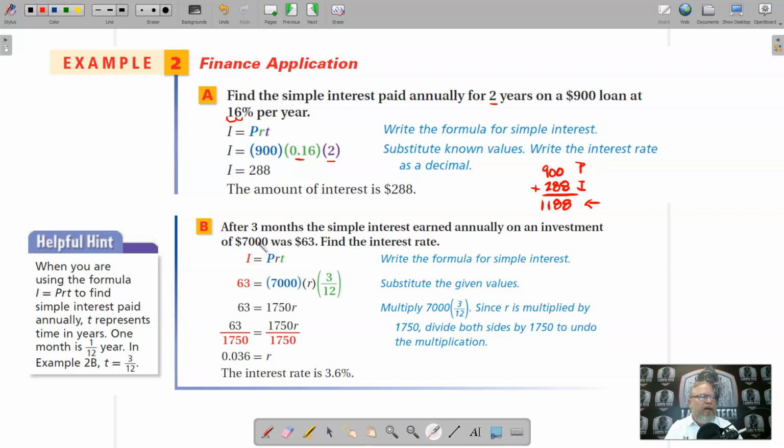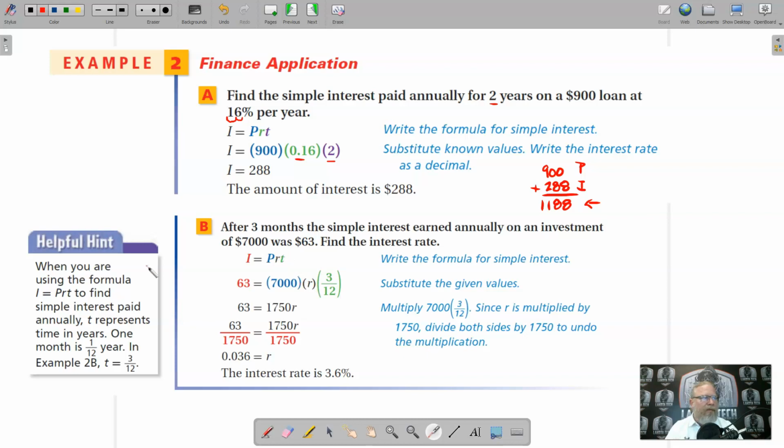So somebody invests $7,000, and that is the principal, the amount of money that they started with. This time, it's not somebody borrowing money from the bank and having to pay interest. Now they've invested $7,000 someplace, and someone else is paying them for basically borrowing their money. So we know that interest is 63, so we put it in the place of the I in the formula. We come to the principal. We know that's 7,000, so we'll plug that in. The rate is what we don't know, so we'll just leave that represented with the variable R.